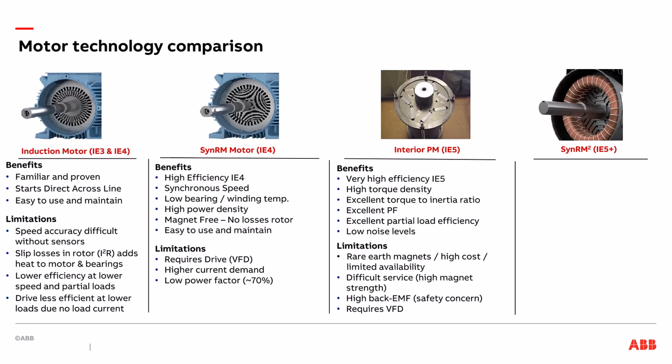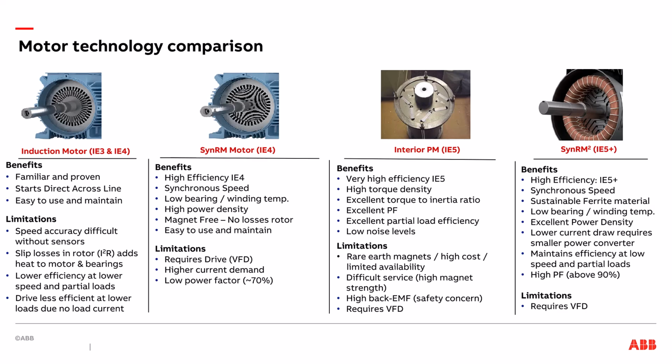Next, we'll move to interior mounted permanent magnet motors. These have very high efficiency, high torque density, excellent power factor, excellent torque to inertia ratio, and excellent partial load efficiency. But they are typically made with rare earth magnets and tend to be high cost and somewhat difficult to service because you have to lock out the shaft, because if you have something free spinning, it can turn into a generator.